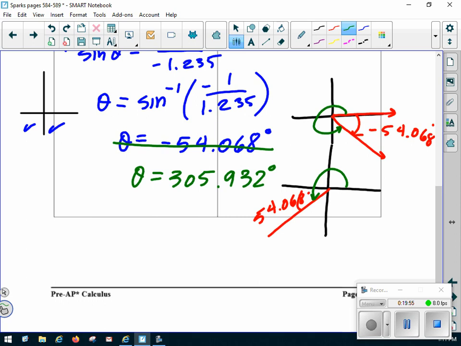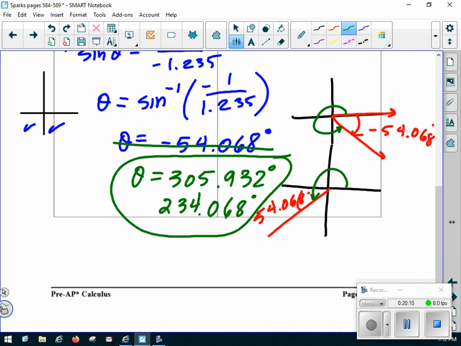Good. What's that, 230 something? 234.068. And there are your two angles. You okay? Question? So, 54.068 is not the answer to angle theta. That's correct. All right, we got one more on this page.